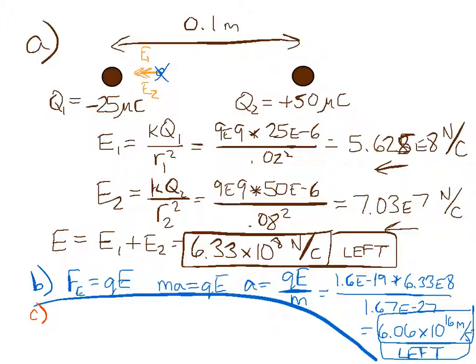So the first thing is, we know that between the two charges, the electric field due to the negative charge is to the left, and the electric field due to the positive charge is also to the left. So nowhere between the two charges is the field going to equal 0, because the two electric fields are always in the same direction. They're never going to cancel out.